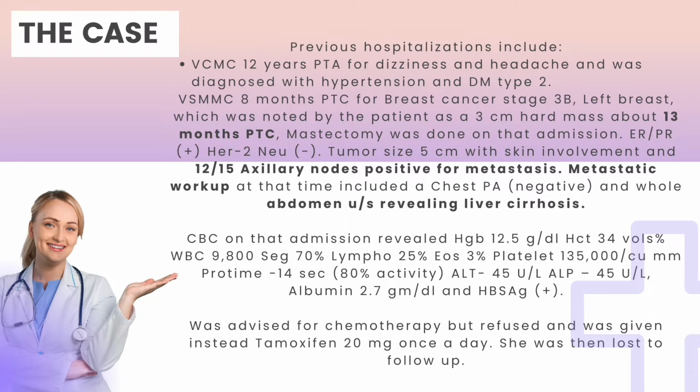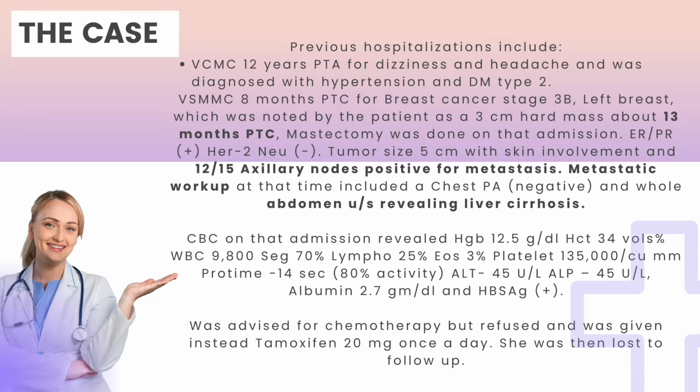mellitus type 2. BSMMC 8 months prior to consult for breast cancer stage 3B left breast, which was noted by the patient as a 3 cm hard mass about 13 months prior to consult. Mastectomy was done on that admission. ER/PR positive, HER2/neu negative. Tumor size 5 cm with skin involvement and 12 of 15 axillary nodes positive for metastasis. Metastasis workup at the time included chest PA, which came out negative, and a whole abdomen ultrasound revealing cirrhosis.